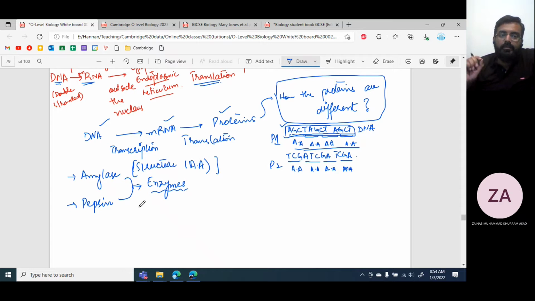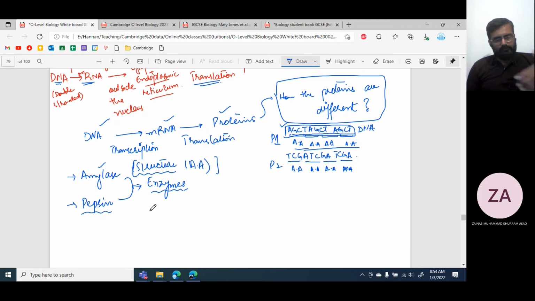Only and only the DNA is responsible. But we have also discussed that when the DNA changes, then the amino acid sequence would also be changed. So it means the amino acid variety of amylase and the amino acid variety of pepsin is changed. So the two proteins are always changed if their source DNA is changed.